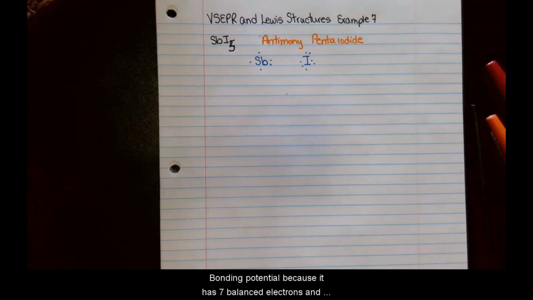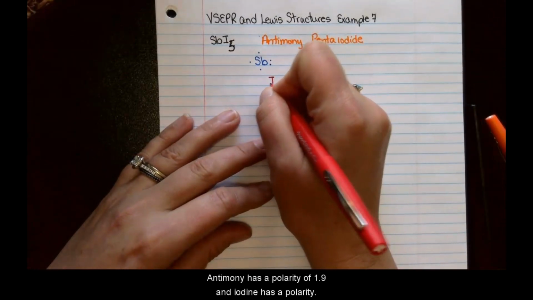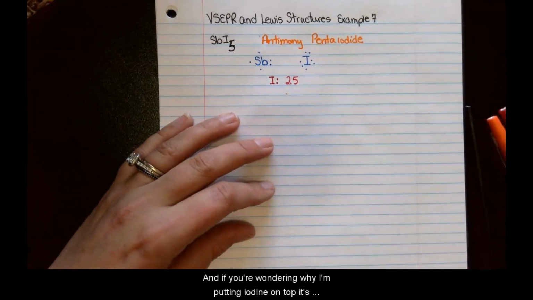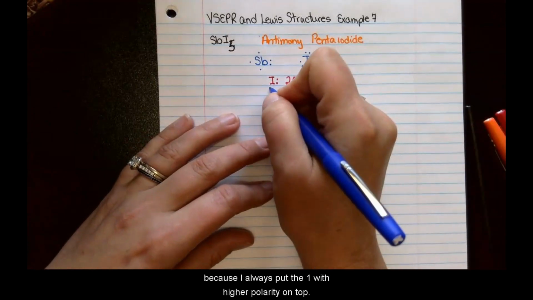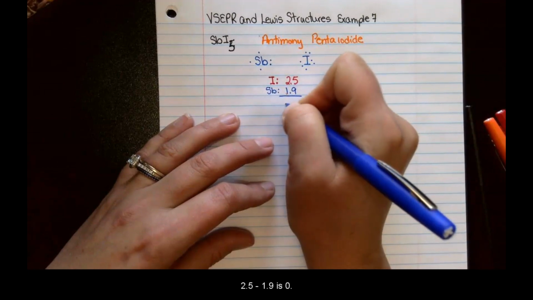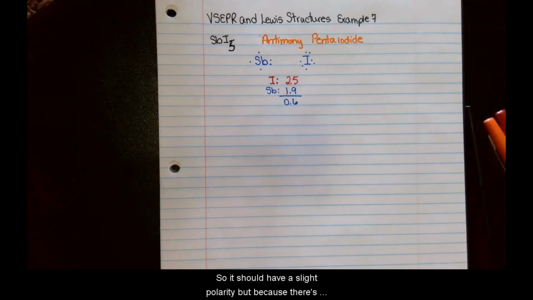And if we look at the polarity of both of these, Sb, or antimony, has a polarity of 1.9, and iodine has a polarity of 2.5. If you're wondering why I'm putting iodine on top, it's because I always put the one with higher polarity on top for easier math. And 2.5 minus 1.9 is 0.6. So it should have a slight polarity, but because there's so many iodines, we're going to hold off on calling it polar or nonpolar until we see the molecular geometry.